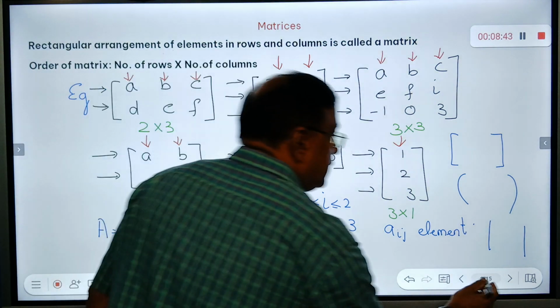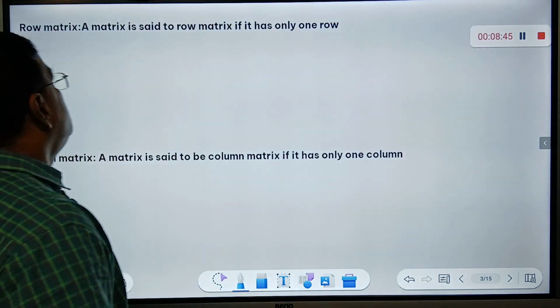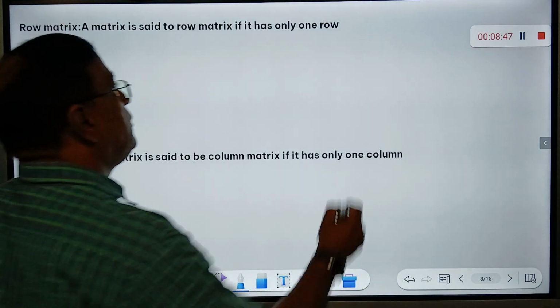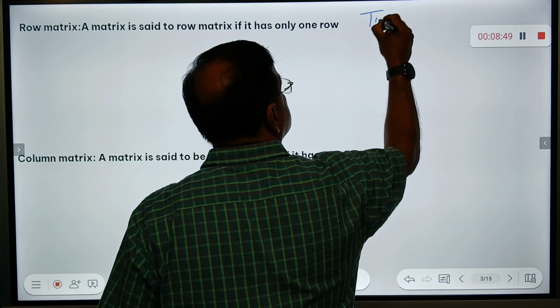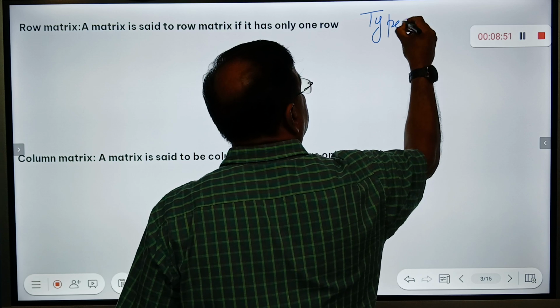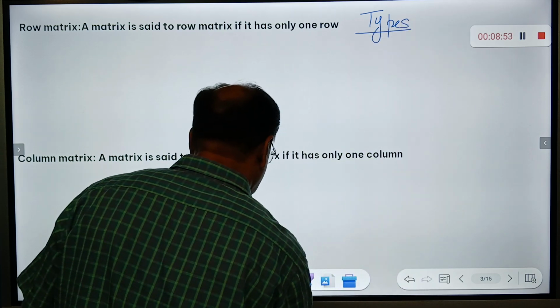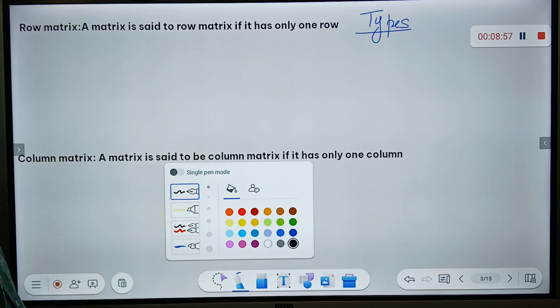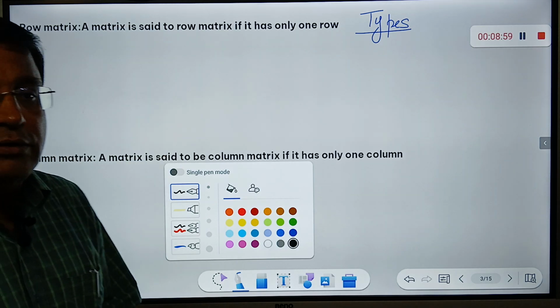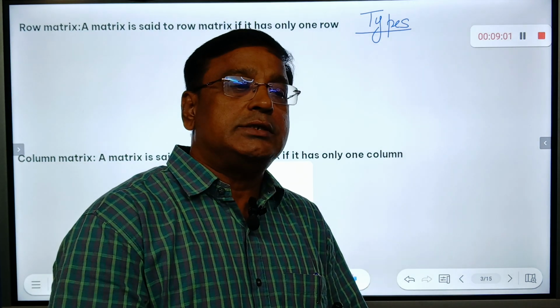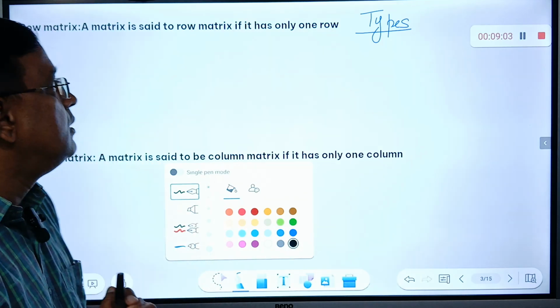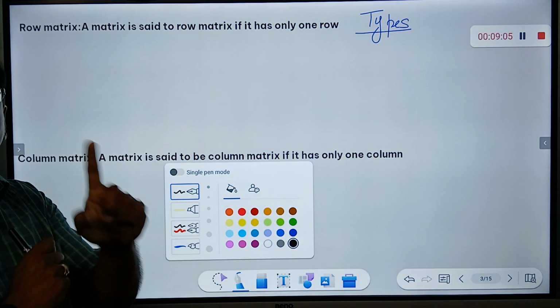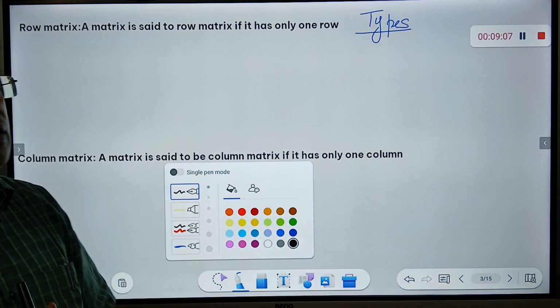Now let's move on to the next part. Now we are going to talk about different types of matrix. What are the various types of matrix? The first one, I've written the definition so that we can save time. The first one is called a row matrix. A matrix is called a row matrix if it has only one row. It can have any number of columns.